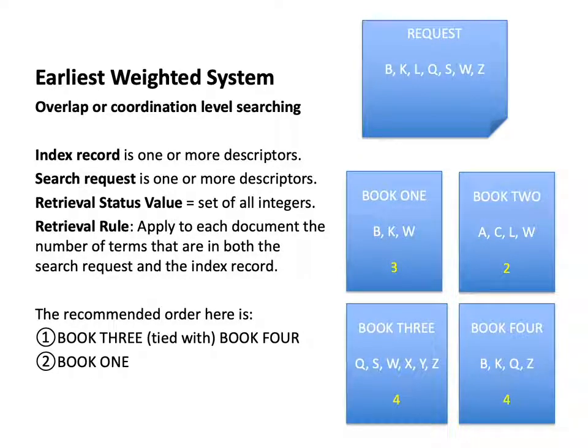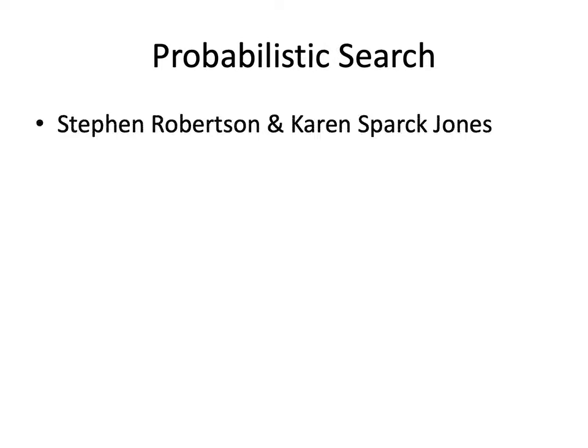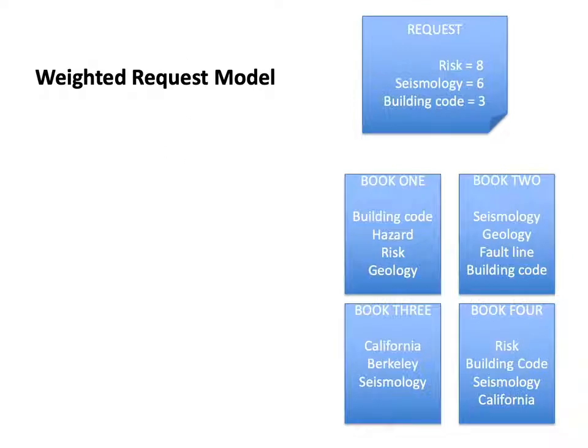Later on, probabilistic searching became the thing. In Europe, Steve Robertson and Karen Spark-Jones worked on enhancing user input. What they did is let's let the user not only tell us what terms they're looking for, but how important those terms are. So a request might have three terms: risk, seismology, and building code. Most interested in risk, quite interested in seismology, and somewhat interested in building code.